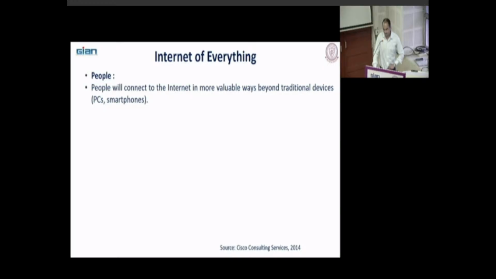A smart tracking system can also reduce accidental occurrences. Yes, they are talking about overall safety. Accidental occurrences you can avoid because of this smart tracking. People, as I said, will connect to the internet in more valuable ways beyond traditional devices, PCs, smartphones. Future possibilities: swallowable pills that monitor health and send data to doctors.